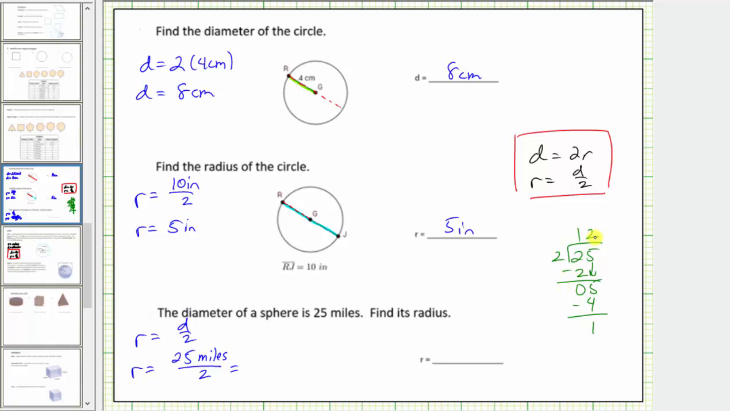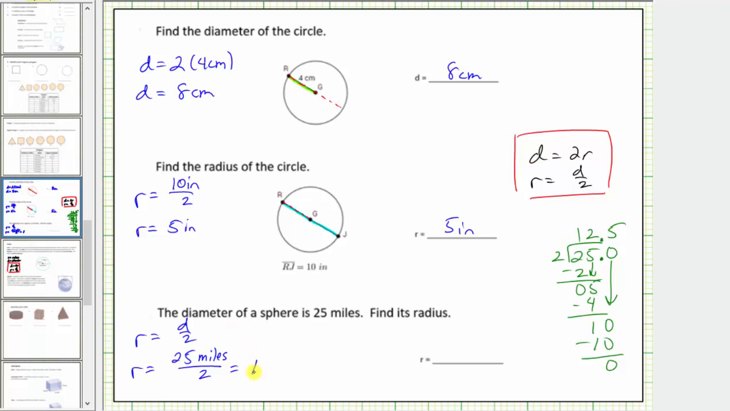But let's also express this using a decimal. So I'll put a decimal to the right of the 5, and then up into the quotient, and now we can add a 0 and bring it down. And now determine how many 2's in 10, which is 5. 5 times 2 is 10. Subtract, the difference is 0. The quotient is 12.5, and therefore the radius is 12.5 miles.